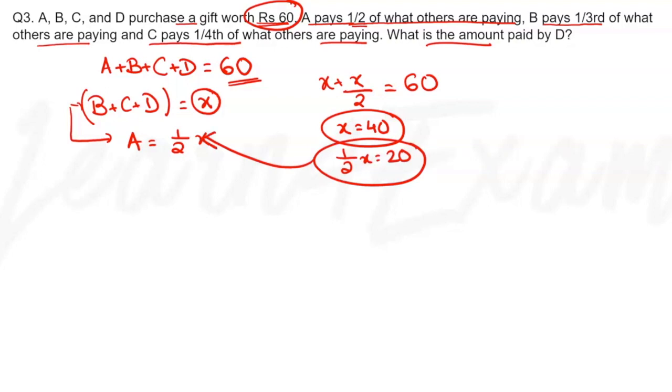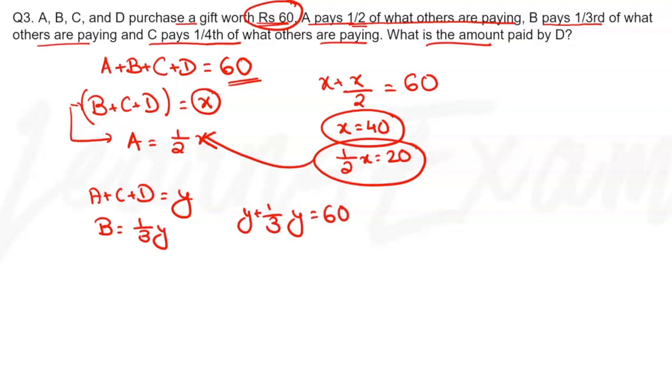And similarly, you can find out the next sums, right? So B pays 1/3 of what others are paying. Let me assume that A plus C plus D are paying Y amount. Then B would be paying 1/3 of Y. Y plus 1/3 of Y would be equal to 60, right? So 4Y would be equal to 180, or the value of Y would be equal to 45. So A, C, D would be paying 45 in total, B would be paying 15, right?